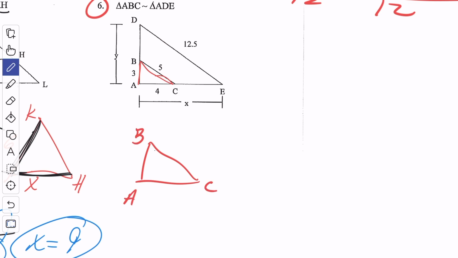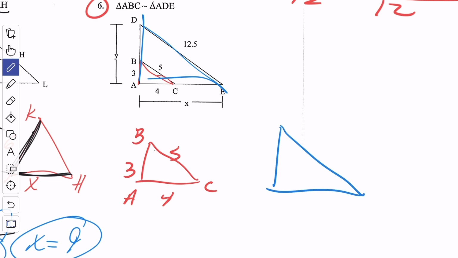So B, C. I'm going to fill in what I know, 3, 4, and 5. And then ADE is the bigger one. So then I will fill in the triangle for ADE.